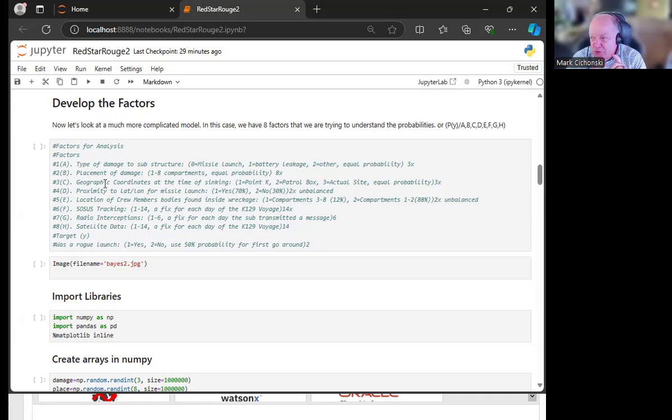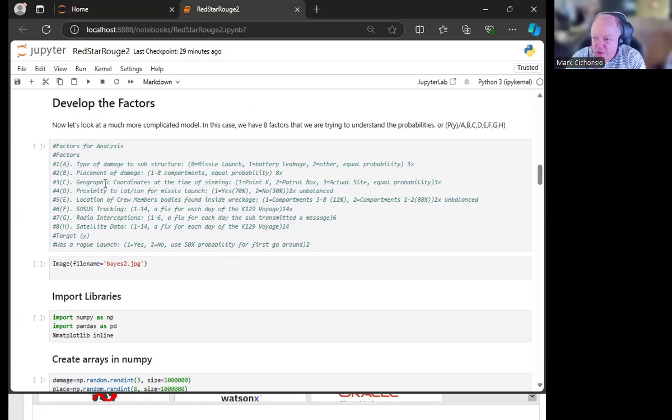The first one was a missile launch, where they assumed a missile was launched. Another way that the battery or the sub could have been damaged was battery leakage. And then the third one was other. And we used equal probability for all 3 of those. The second factor was the placement of the damage. So they knew that there were 8 compartments in the sub, and there were 8, again, equal probability.